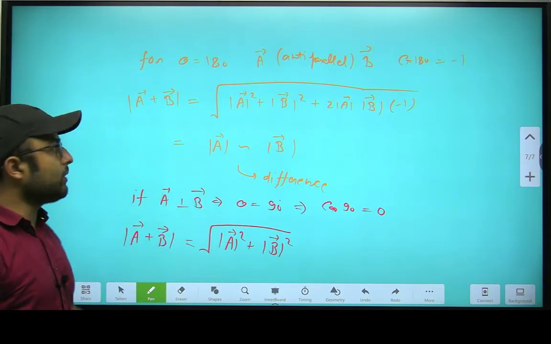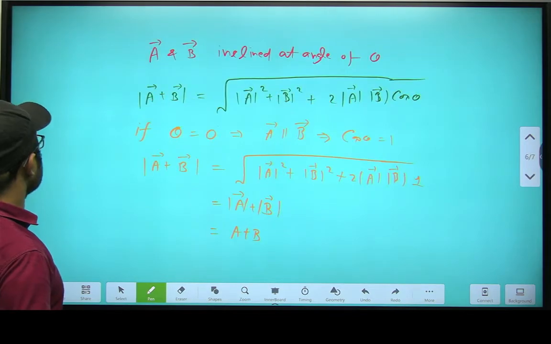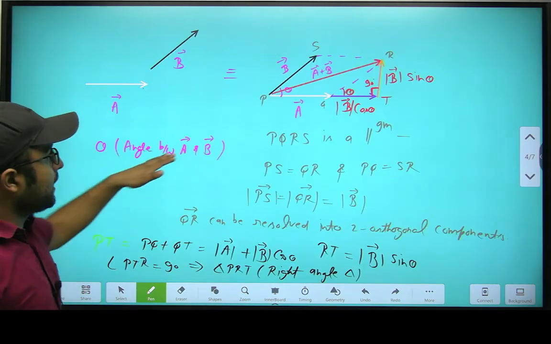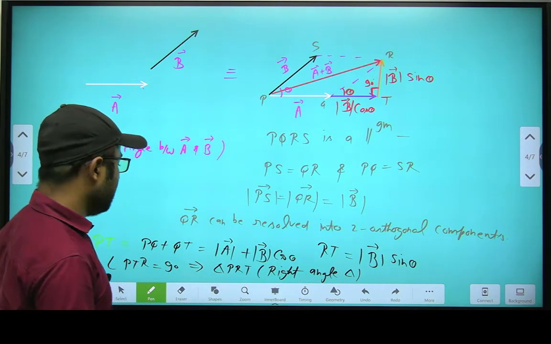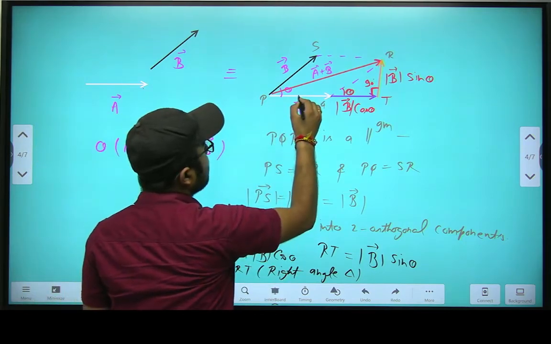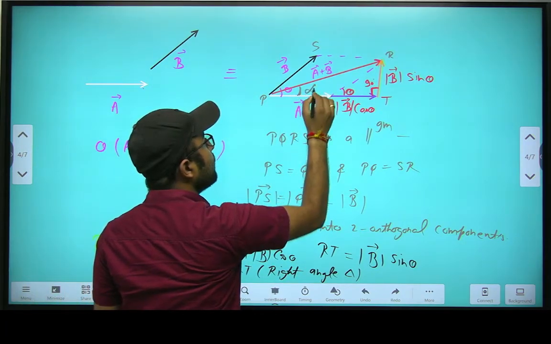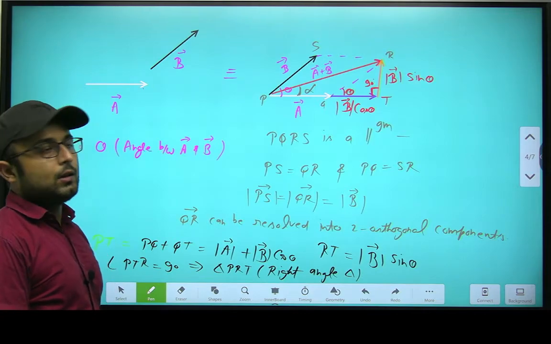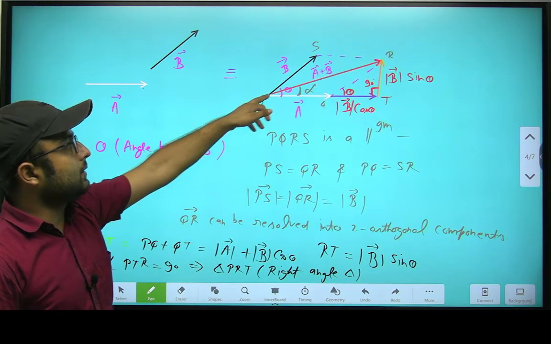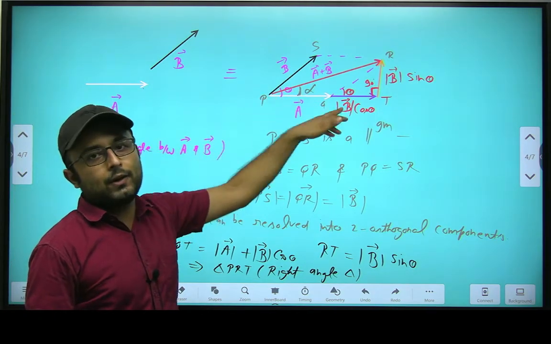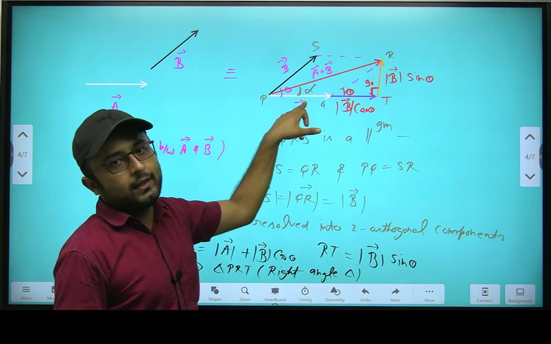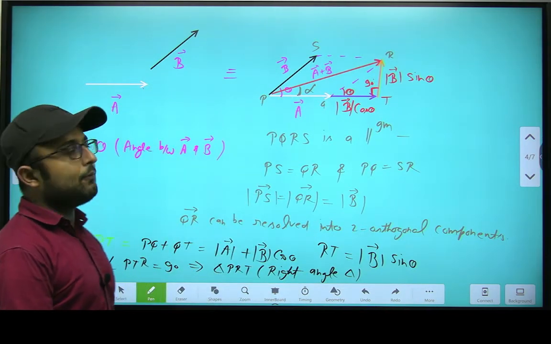Now we have talked about the magnitude. Similarly, in this right angle triangle, we can also find one thing, that this net vector will also form a certain angle alpha from the direction of vector A. This sum of vector will form angle alpha from the direction of vector A. We can also find this alpha.